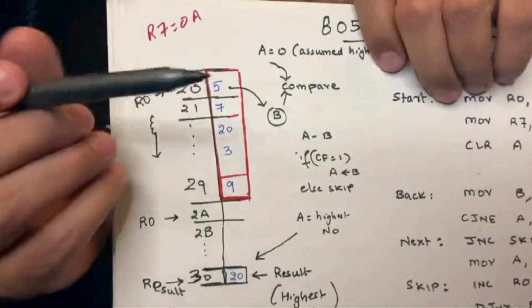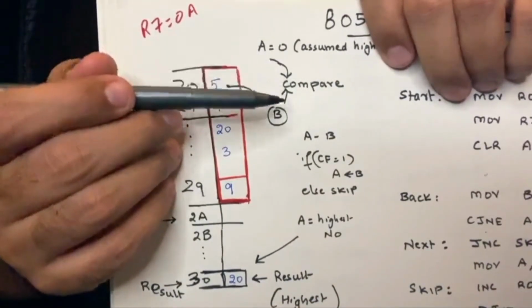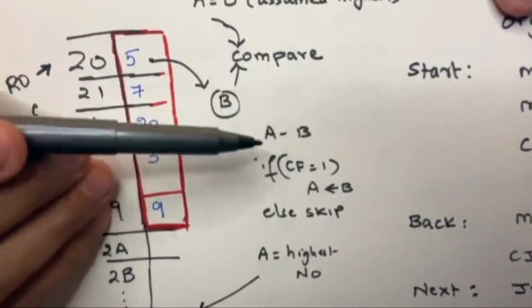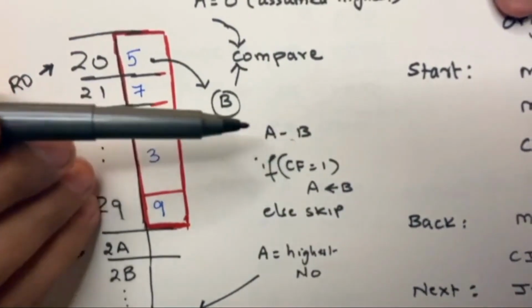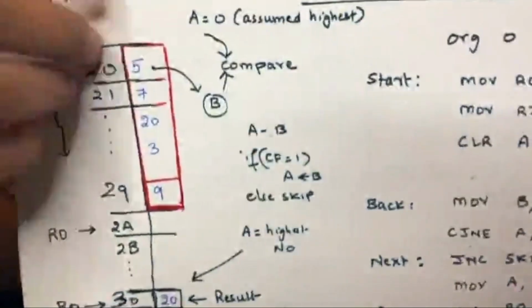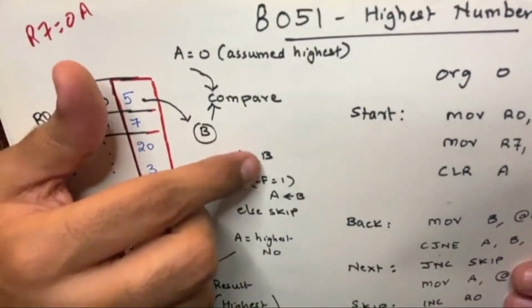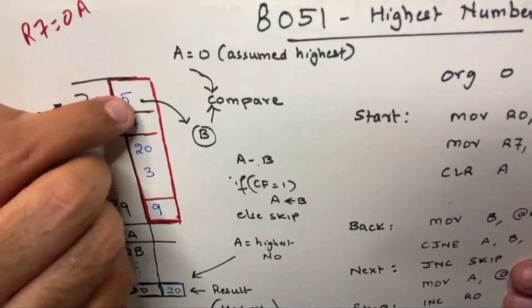Correct? Compare means subtraction. So let's say we will take this number in B. We will compare A and B. Compare A and B means we will do A minus B. If there is a carry, tell me, in subtraction, carry means borrow. When is there a borrow in subtraction? When the first number is smaller and the second number is bigger. So if I have done a comparison of A and B, there will be a borrow when B is bigger, which means I got a new high number.